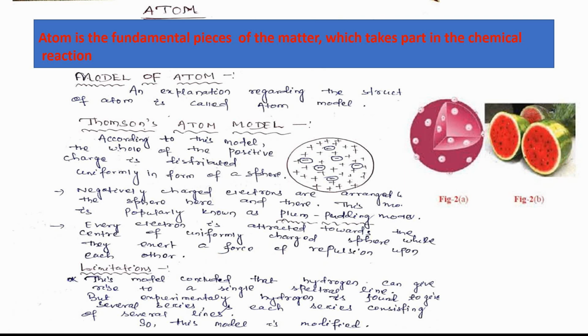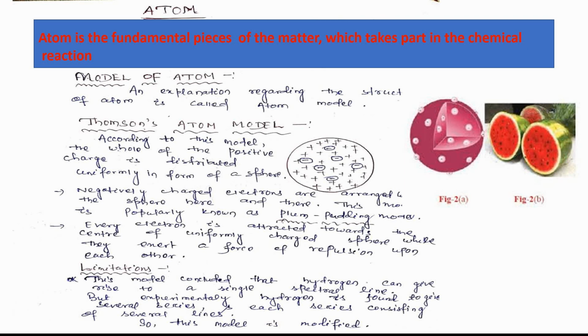No doubt Thompson gave a better idea, but there are some limitations, means drawbacks. What are the failures of this model? Though he gave some assumptions or postulates regarding the structure of the atom, still the model has some limitations. The first limitation is that the model concluded that hydrogen can give rise to a single spectral line, but experimentally hydrogen is found to give several series, and each series consists of several lines.